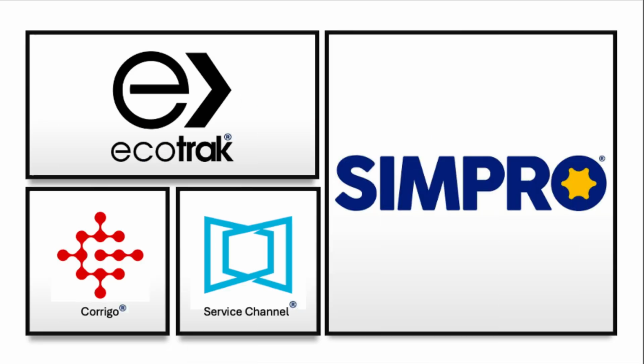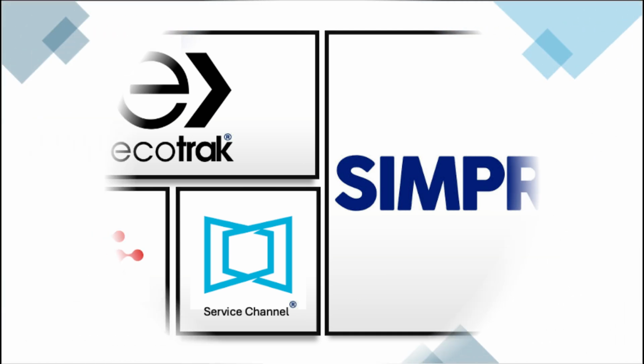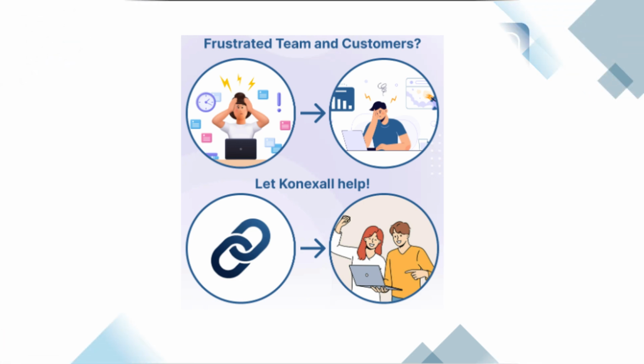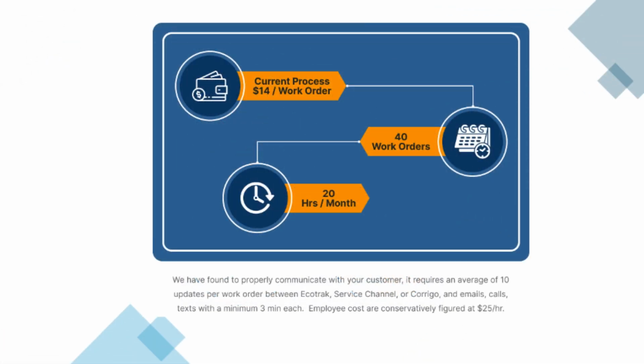Connexol was designed to connect Simpro to your customers' third-party software such as Ecotrak, Service Channel, Corrigo, and more. Gone are the days of double entry for notes, attachments, status updates, and other actions, as well as your field personnel having to utilize multiple applications in the field. Connexol will help you limit the number of phone calls, emails, and texts you receive from your customers looking for updates on work orders, since all the information will be in their software for instant review.